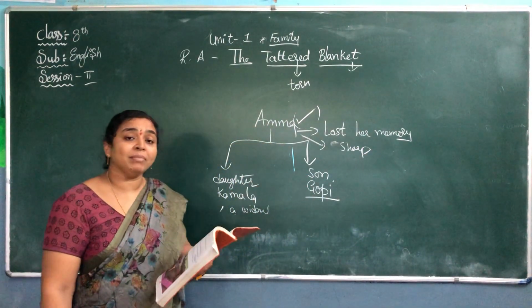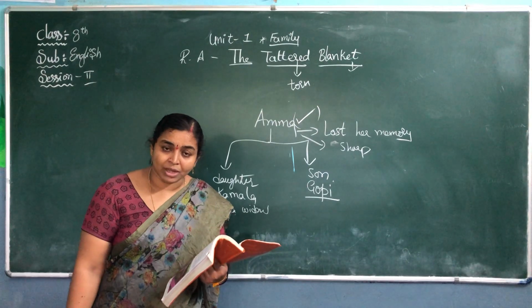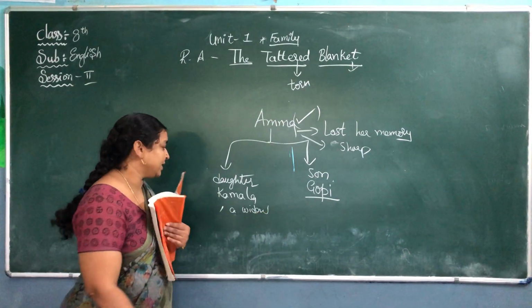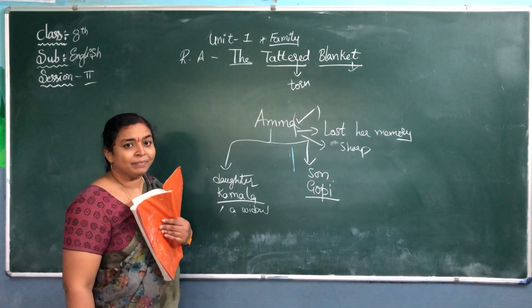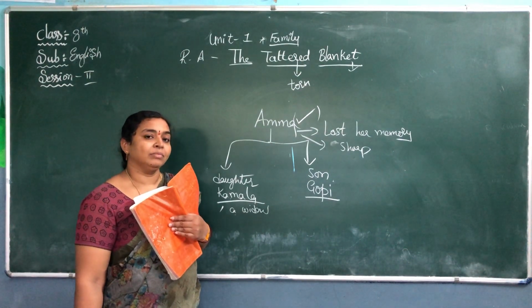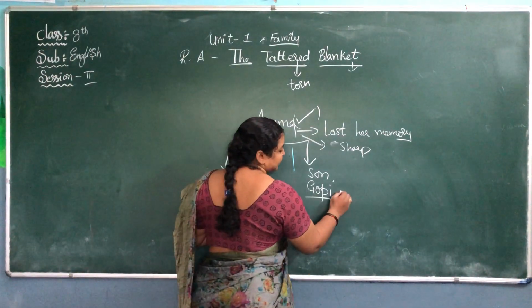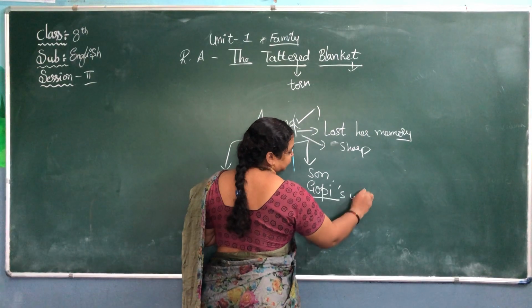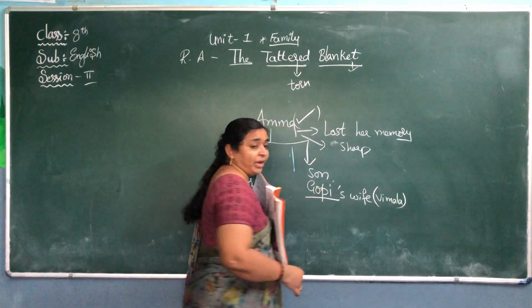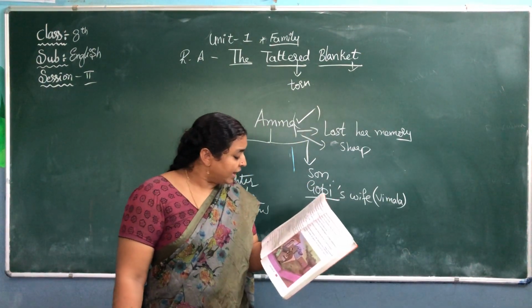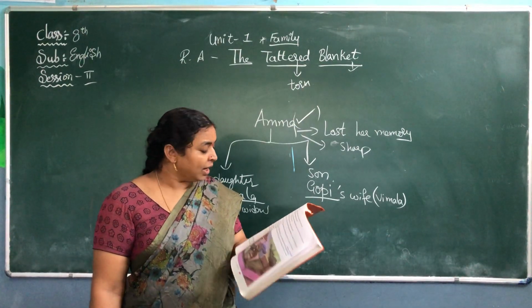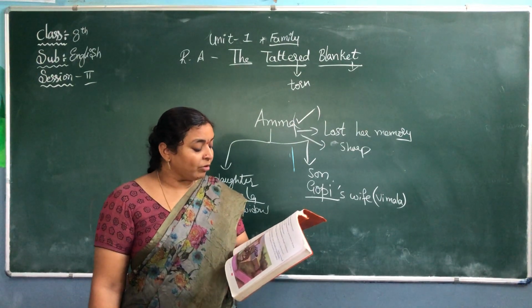Who is writing letters to Amma? Whether Gopi wrote any letter to Amma? No. Then who is writing letters? Kamala is writing letters. Why is Kamala writing letters to Amma? She doesn't want to make her mother unhappy. Who is Vimala? Gopi's wife. Okay, children. Now where I stopped: poor things, I got a promotion last year. I wouldn't dream of making her unhappy.